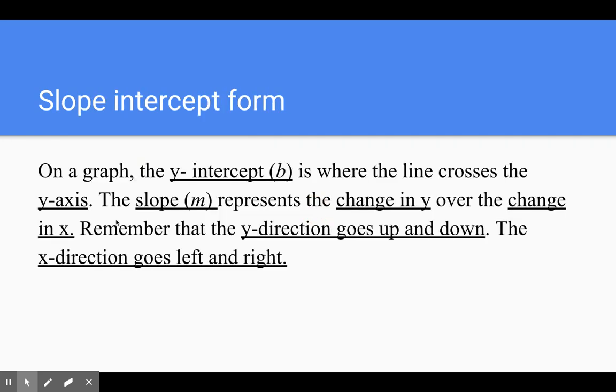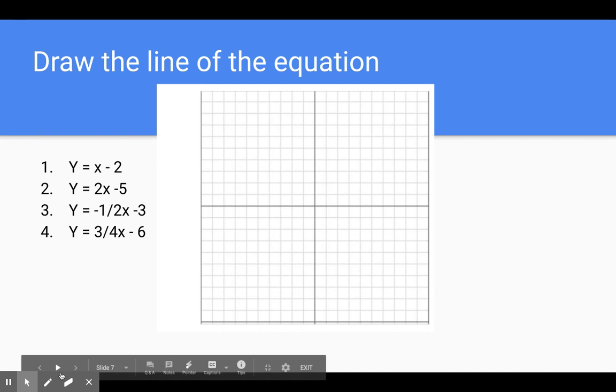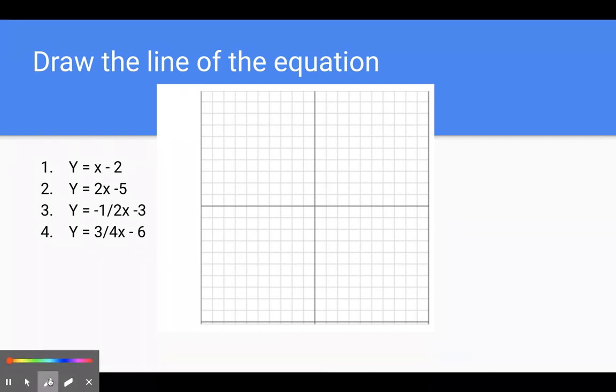All right. And so slope-intercept form on a graph: the y-intercept b is where the line crosses the y-axis. The slope m represents the change in y over the change in x. Remember that the y direction goes up and down. The x direction goes left and right. Just a nice reminder.